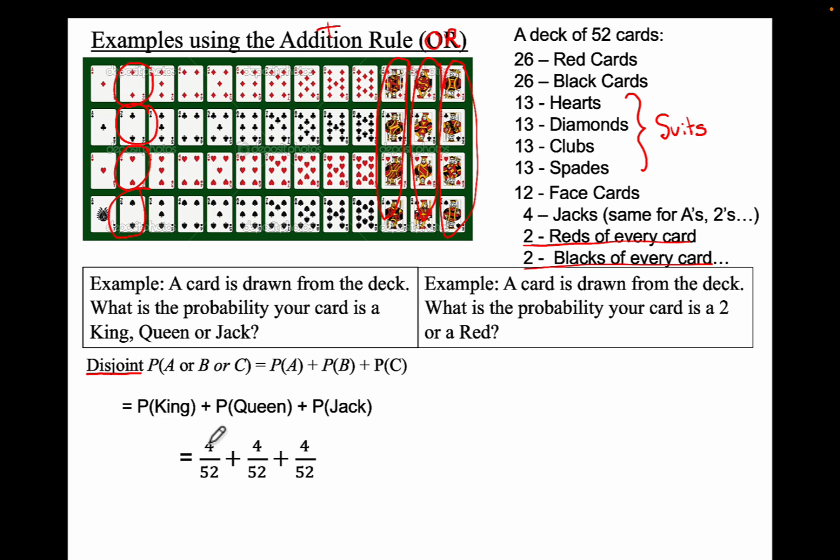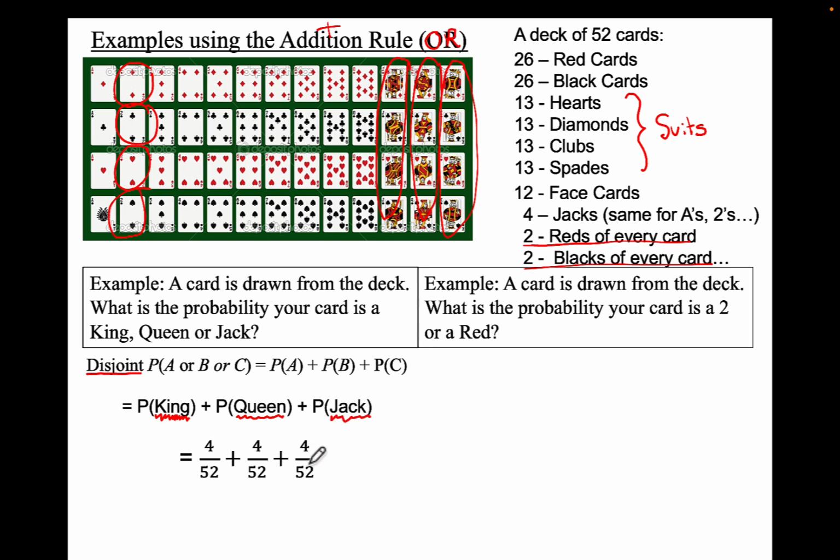The numerator is identified by the count for the word in here. So there are 4 kings, and the denominator is the total possible, 52. There are 4 queens out of 52 cards, and there are 4 jacks out of 52 cards.